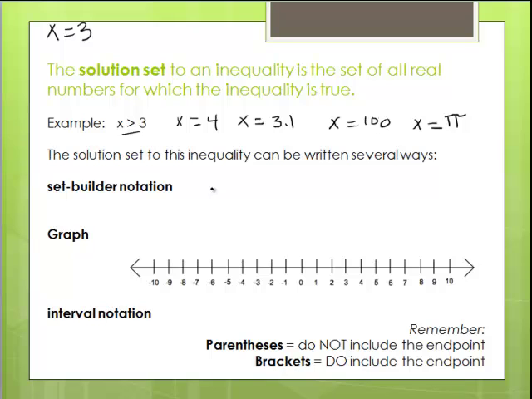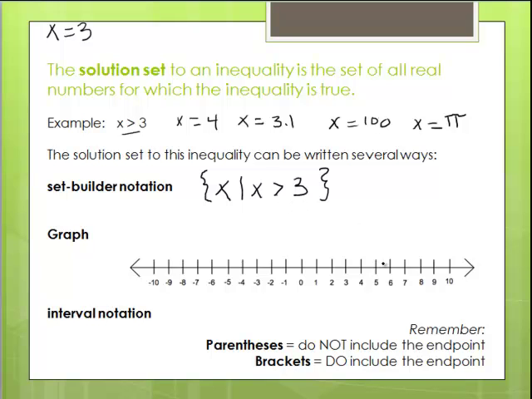So you can write these solution sets in different ways. One is called set builder notation. And set builder notation means you just use these little squiggly brackets. And you say it like this: all x such that x is greater than 3. That's how you would read set builder notation.